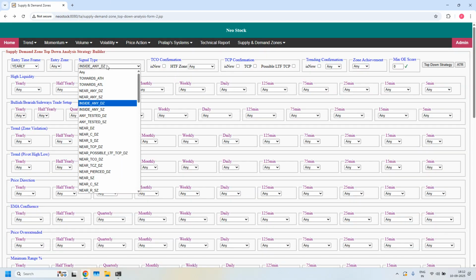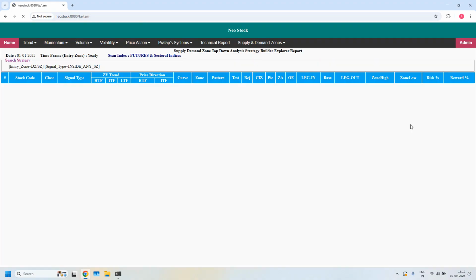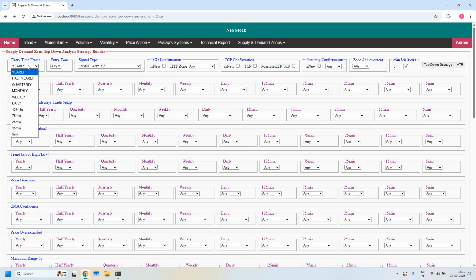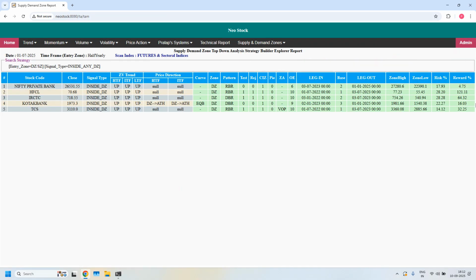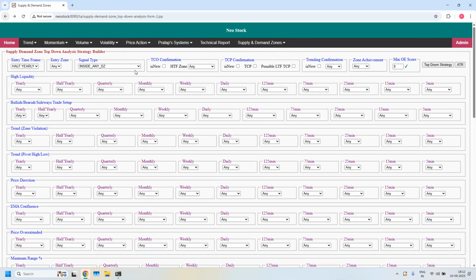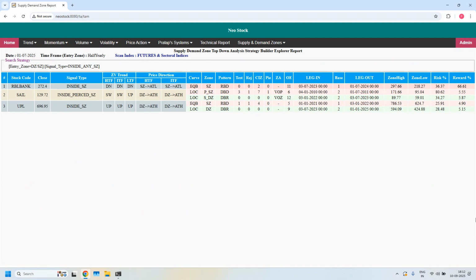Next, price closed inside the yearly supply zone. No stocks. Next time frame, half yearly. Price closed inside the half yearly demand zone. We got 5 stocks. Next, price closed inside the half yearly supply zone. We got 3 stocks.